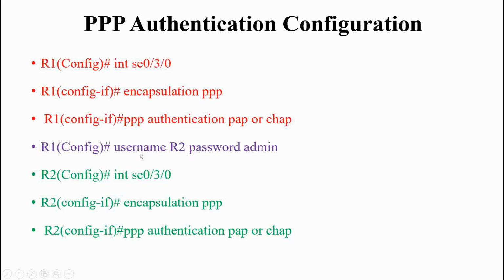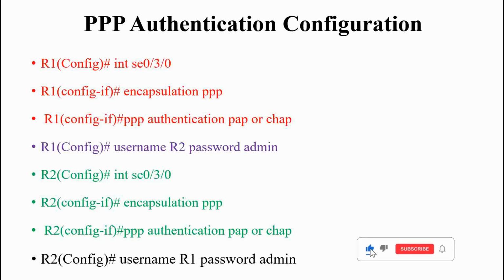Then they have to exchange usernames. So on router 1, we have to configure the username. This username should be the router 2 username, with password admin, or whatever you want. And the same thing we have to do on router 2 also. We get into the interface, change HDLC into PPP, then say PPP authentication CHAP. Then on router 2 configuration mode, we say username, and this username should be our router 1 username, then password admin. We have to use the same password on both routers. So these are the basic configuration commands.